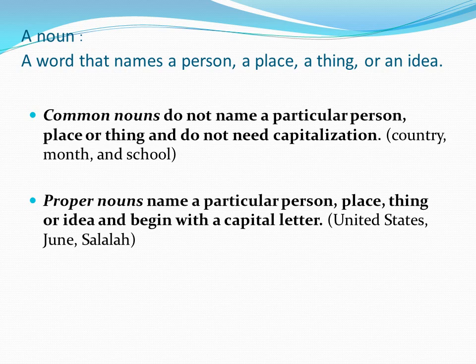Common nouns don't name a particular person, place, or thing and don't need capitalization. For example, a country, a month, and school. Proper nouns name a particular person, place, thing, or idea and begin with a capital letter. For example, United States, June.